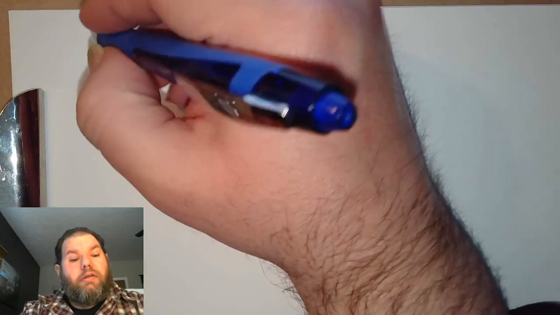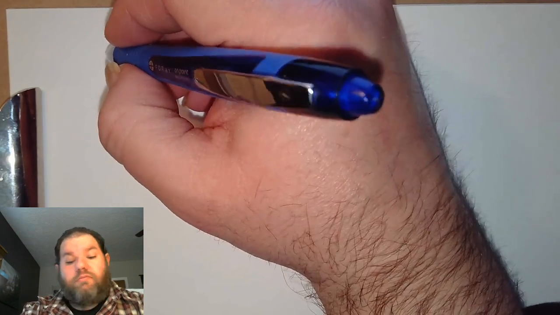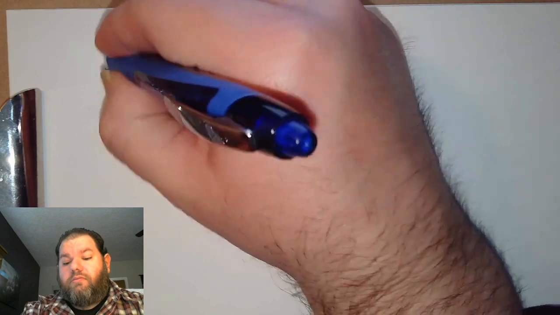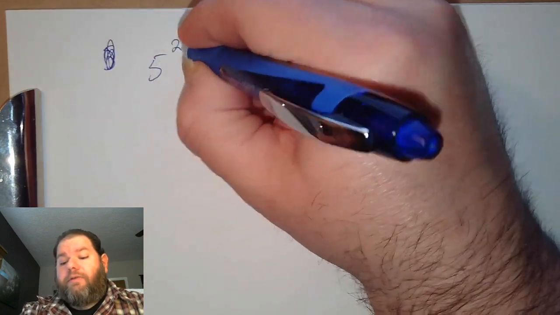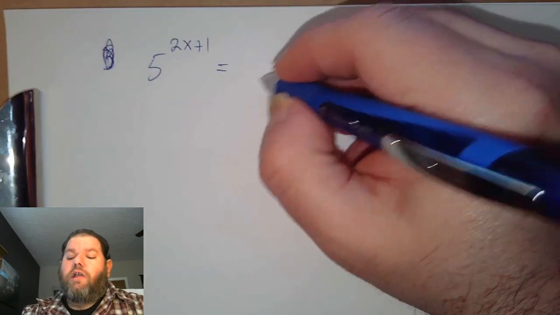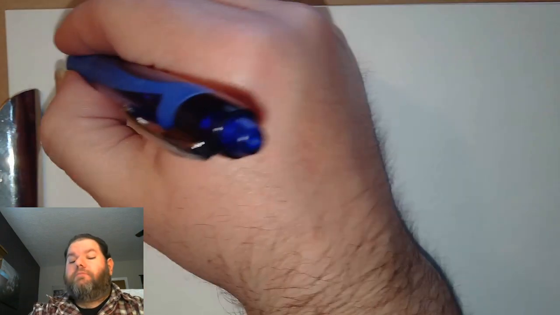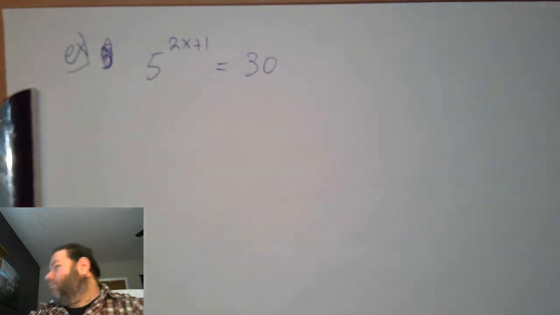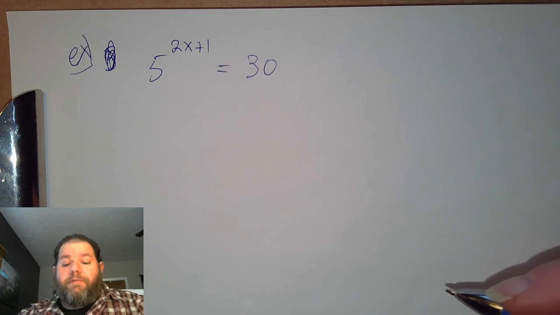Okay. Not 3, I just used 3. Let's do 5 to the 2x plus 1 equals 30. Same situation as the last problem.